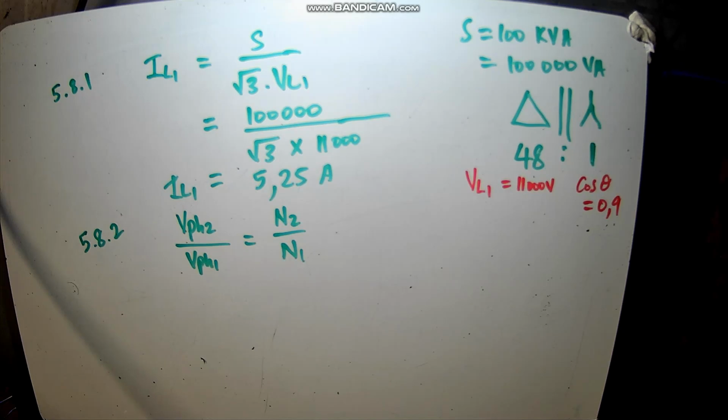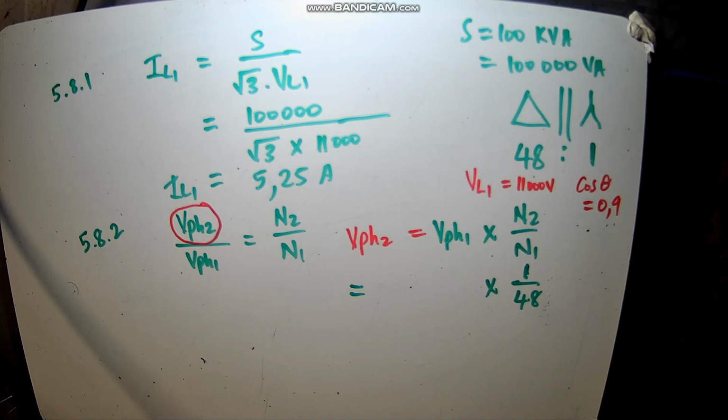So the one that you're trying to calculate must always be top and left. The one that you are trying to find must be top and left. Multiplying both sides by V phase 1. This will be the manipulation of the formula, substituting N2 as 1 and N1 as 48. V phase 1 is 11,000 volts.